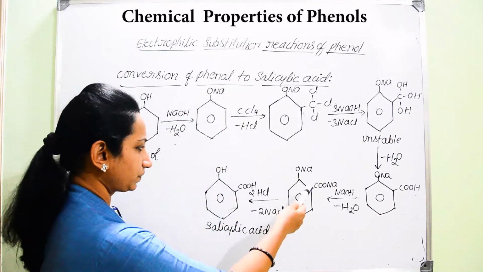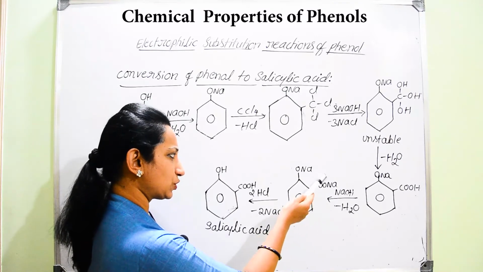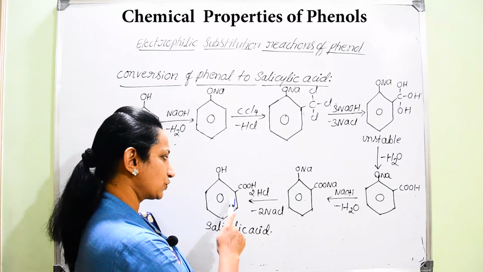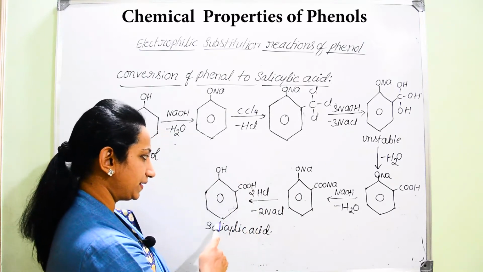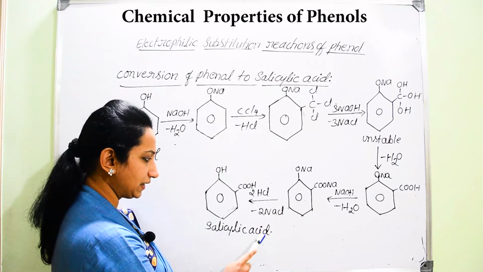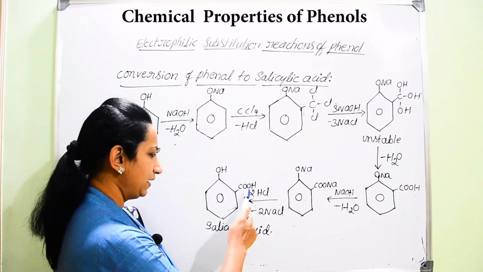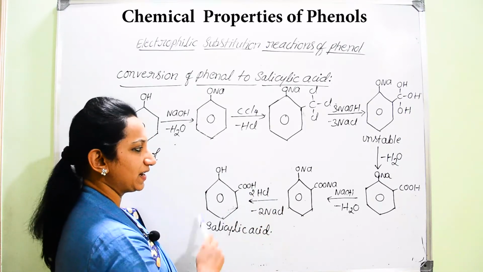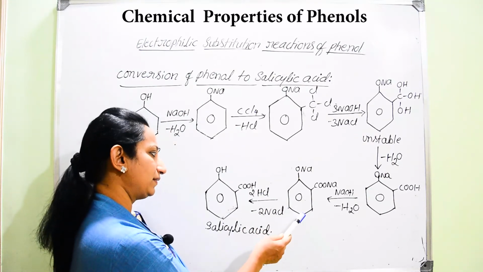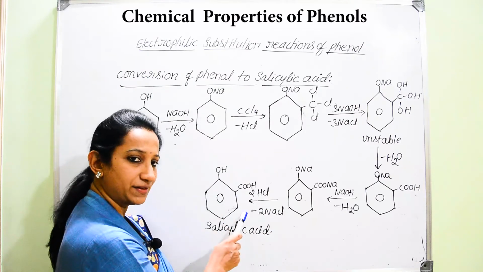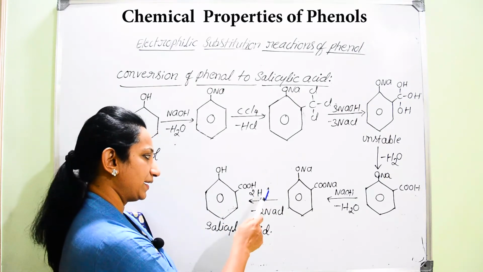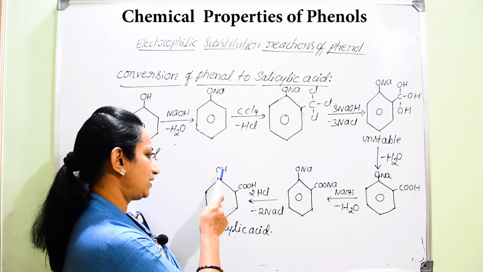But now we can easily make these two sodium atoms be substituted by hydrogen atoms so that we get the desired product ultimately. Which is the desired product? Salicylic acid. How is it possible? It is possible by acidification. Once this product is obtained, it is subjected to acidification by using dilute HCl.